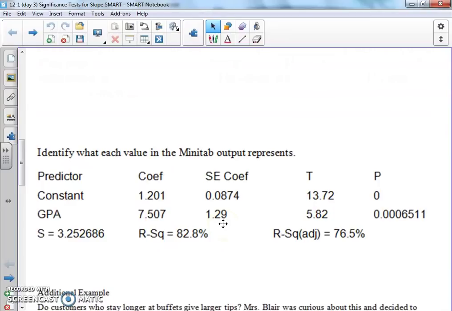But tomorrow, I'm going to do the exact same example, but we're going to do a significance test of it. So see my video tomorrow for significance tests.